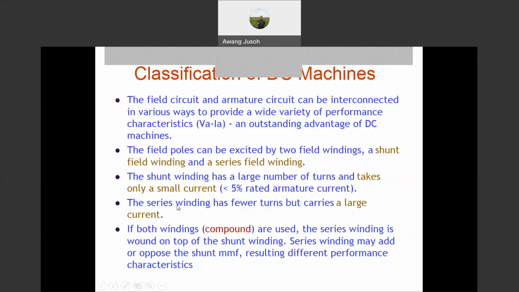Whereas for the series winding, it has lower turns. That means lower resistance, and definitely it carries big current compared to the shunt winding. If both windings are used, sometimes we call it the compound machine, the series winding is wound on top of the shunt winding. Then the series winding can be aiding or opposing the shunt winding. By doing that, we can have different characteristics of the machine, different VA characteristics.